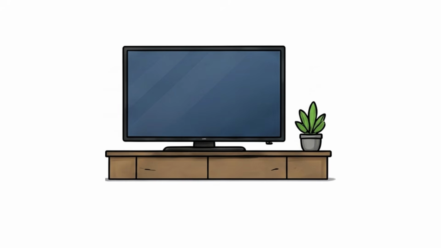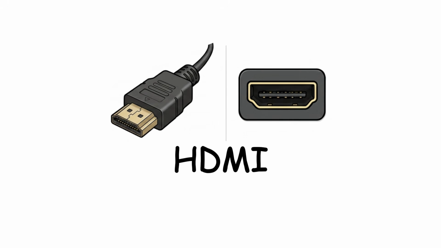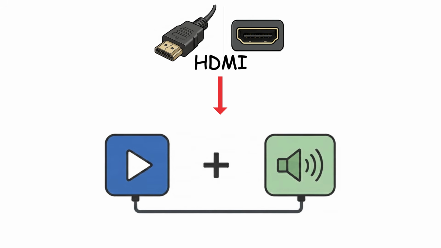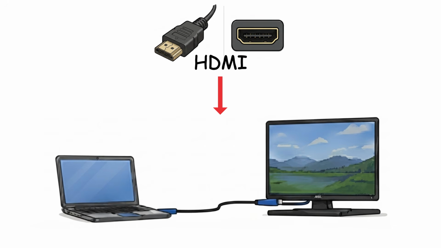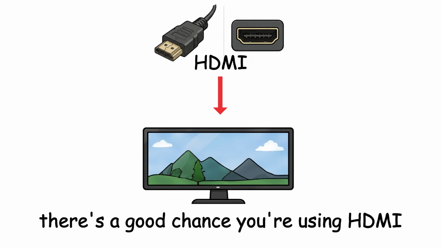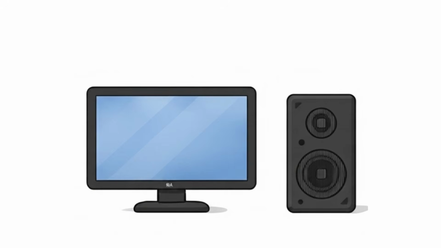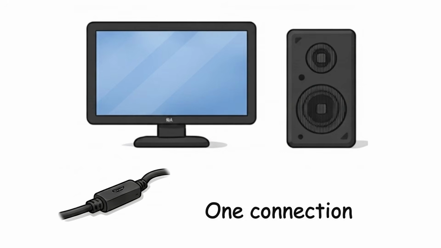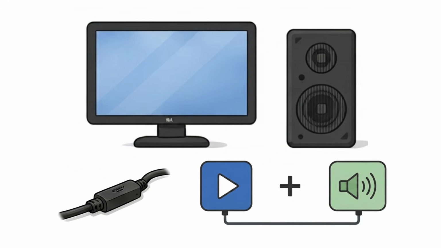Let's begin with one that's probably connected to the biggest screen in your house, HDMI. HDMI was designed for one main purpose, sending both video and audio through a single cable. Whether you're connecting your computer to a television, a projector, or another monitor, there's a good chance you're using HDMI. Before HDMI, video and sound often required separate connections. HDMI made everything much simpler. One cable, one connection. Picture and sound together.